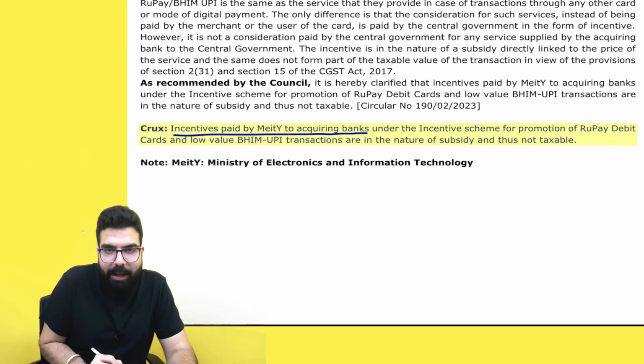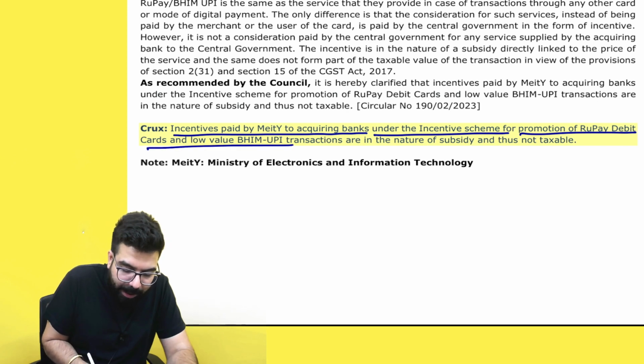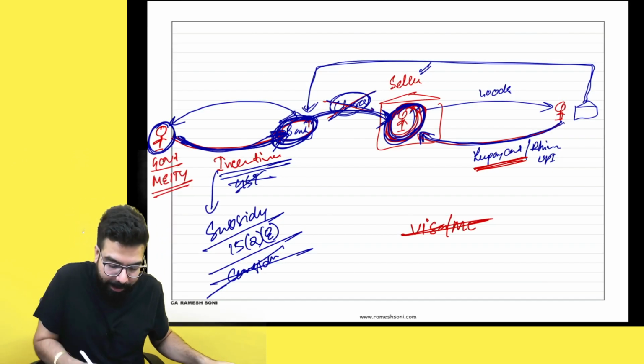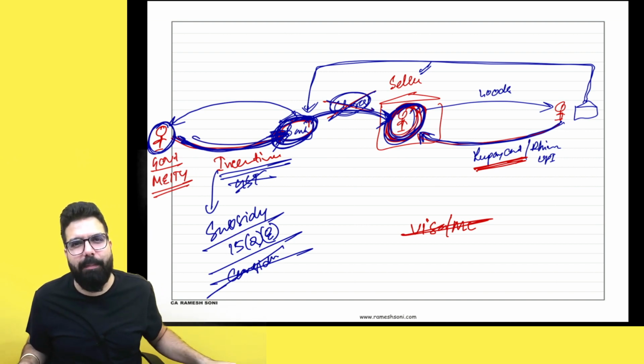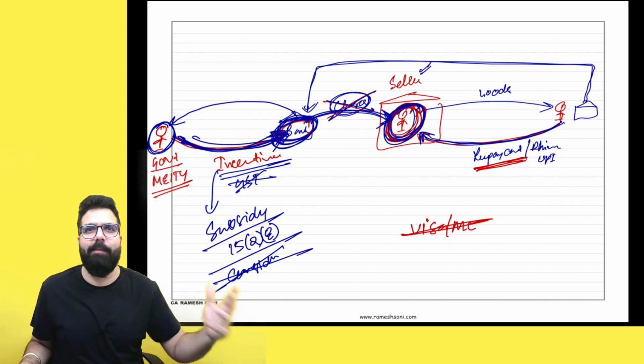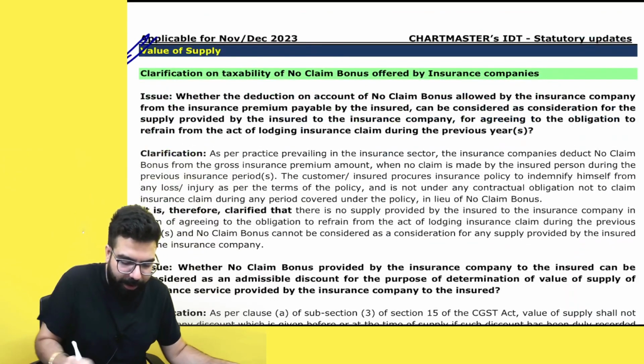Incentive paid by MEITY to the acquiring bank under the incentive scheme for promotion of RuPay debit card and low-value BHIM UPI transactions are in the nature of subsidy and they are not taxable. Hence, whenever incentives are paid by MEITY, those are not taxable, because subsidy given by the government is never any consideration. Done, sir. Point is clear. Let's go ahead. The next one over here.